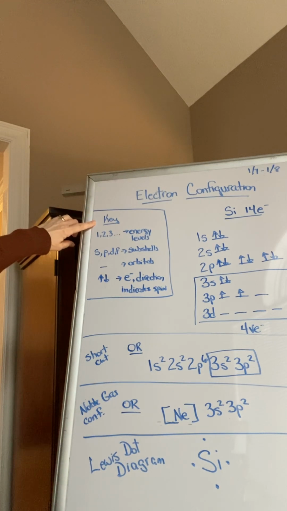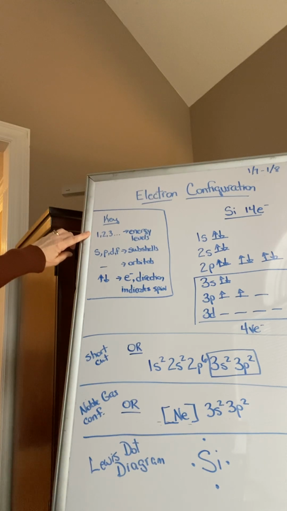But remember, as a key, we have energy levels. These are distances from the nucleus. So energy level 1 is closest to the nucleus, and then you move out a little bit further and you'll get energy level 2, 3. There are 7 different energy levels that are available for the atoms.